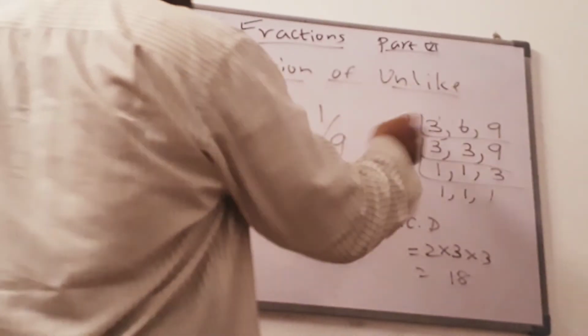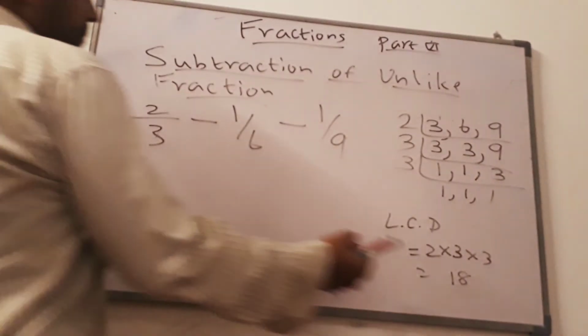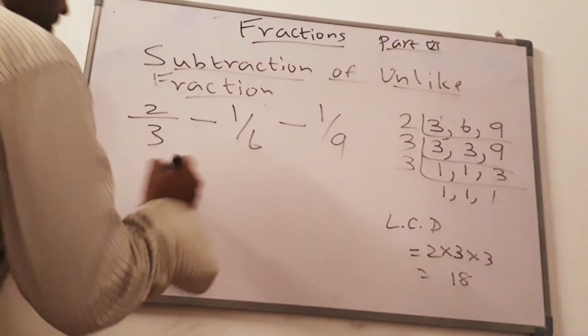So when we divide 3, 6 and 9 by 2, we get 3, 3 and 9. Why do we divide it by 2? Because 6 is divisible by 2 and 2 is the least prime factor. Then there are 3, 3 and 9. All are divisible by 3. So we divide it by the next prime factor which is 3. Then we get 1, 1 and 3. Again we can divide by 3 to remove 3. So it will be 1, 1, 1. So the least common denominator is 18.